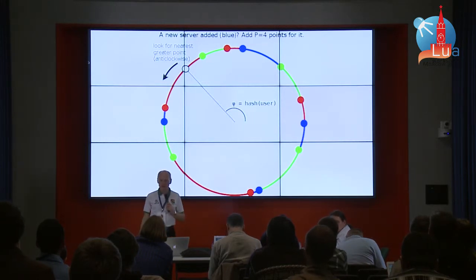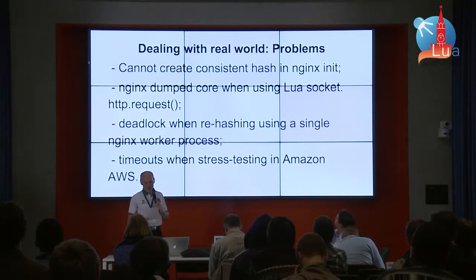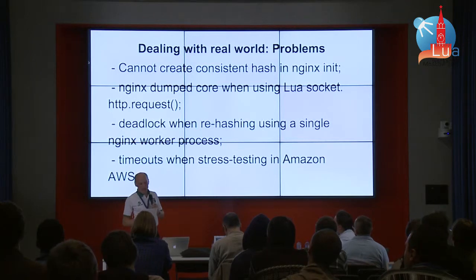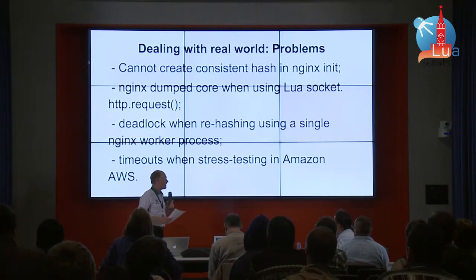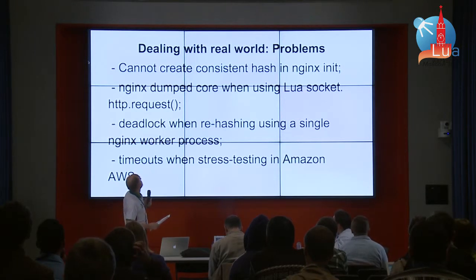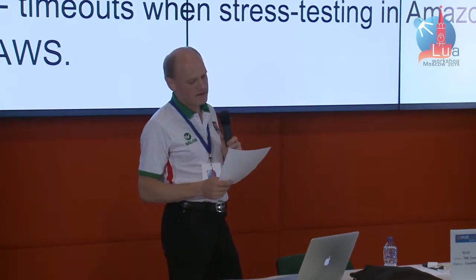Now we have the algorithm, and an implementation just sounds like a couple of hours of coding in Lua, doesn't it? Well, it would be in some ideal world, but in the real world, we experienced lots of difficulties trying to implement this algorithm in Lua under nginx. The first problem was we cannot create the consistent hash data structure, which is a CPU intensive operation, in the nginx initialization stage. We have to wait until the first user makes the first request and then build the structure.